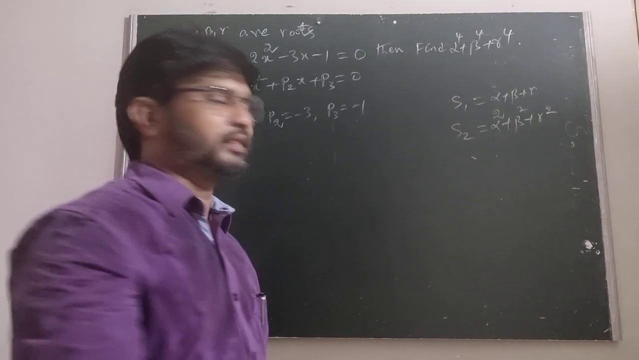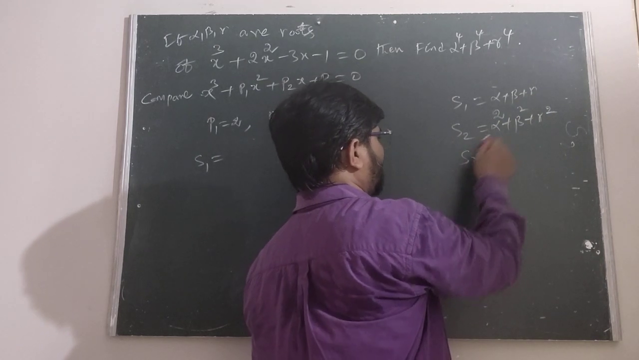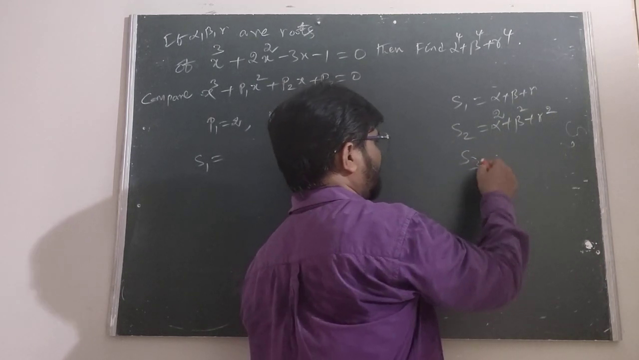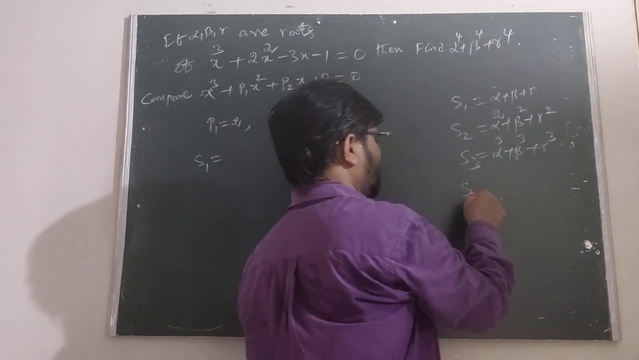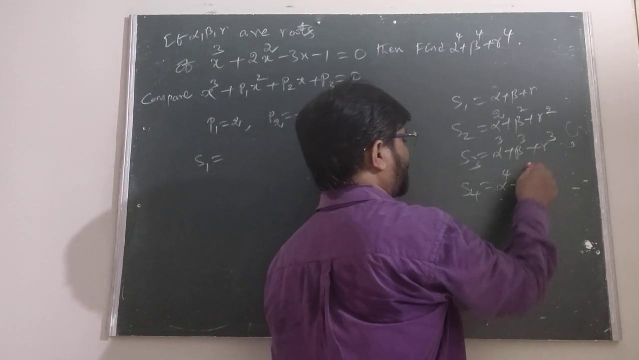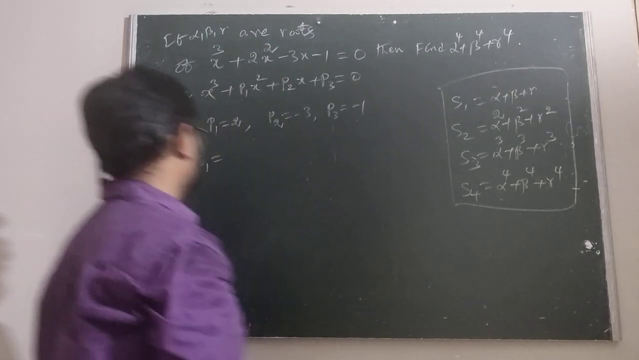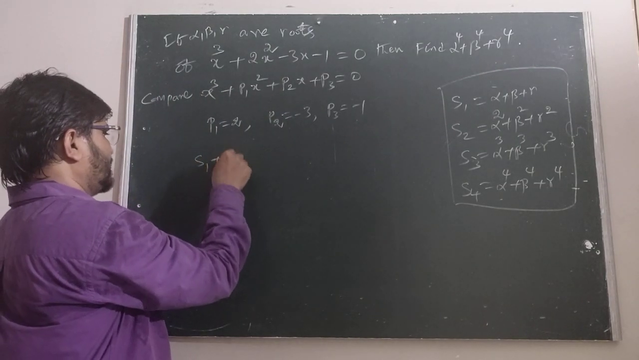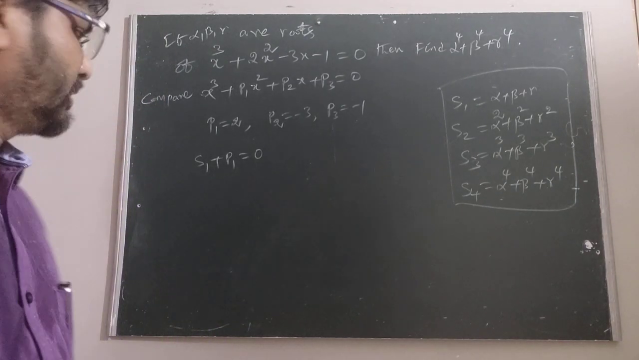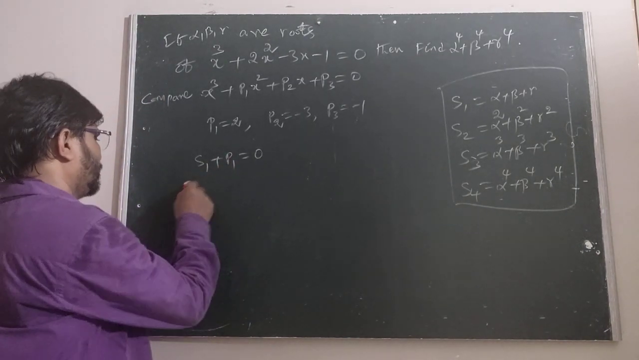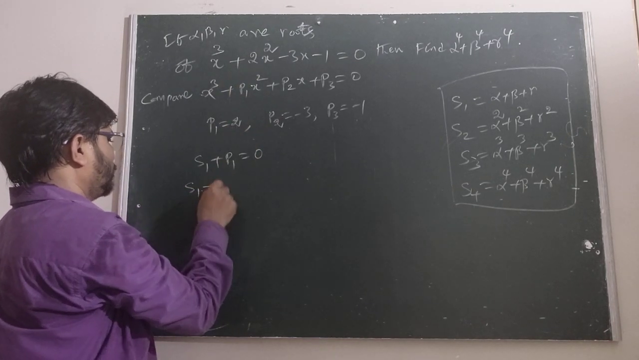Here from Newton's method we can take S1 is alpha plus beta plus gamma, S2 is alpha square plus beta square plus gamma square, S3 is alpha cube plus beta cube plus gamma cube, S4 is alpha power 4 plus beta power 4 plus gamma power 4. Therefore, first you can write S1 plus P1 equal to 0. By using Newton's method, S1 plus P1 equal to 0. Therefore, P1 is 2.